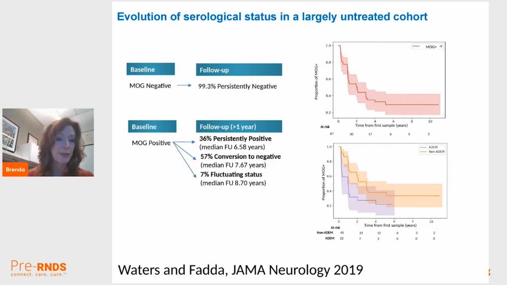And I forgot to mention that of the patients that have MOG antibodies under age 11, 50% of those children have ADEM. So if you have ADEM under the age of 11, the pretest probability that you will have MOG antibodies is about 52%.